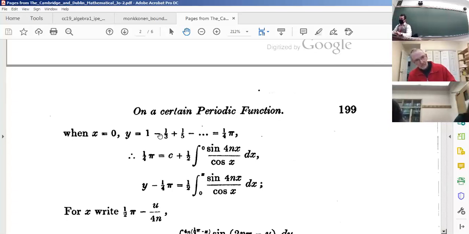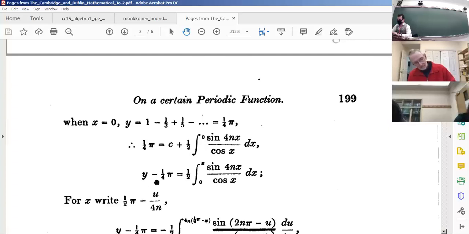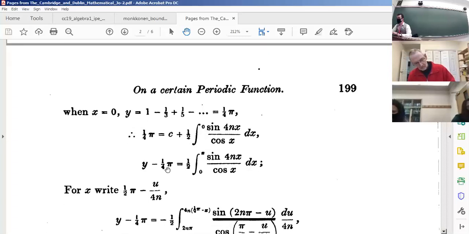And so he then proceeds to say that y minus 1/4 pi is equal to 1/2 integral from 0 to x of sine 4nx over cosine x dx. So there's my first quibble. It's not really 1/4 pi. It's really this Cn constant. But that'll be close to 1/4 pi.